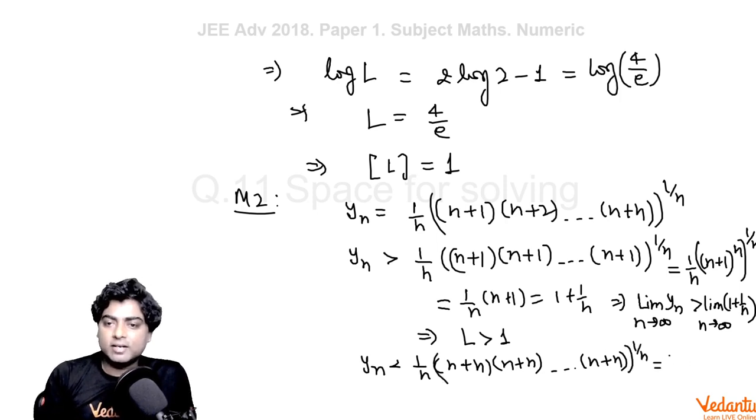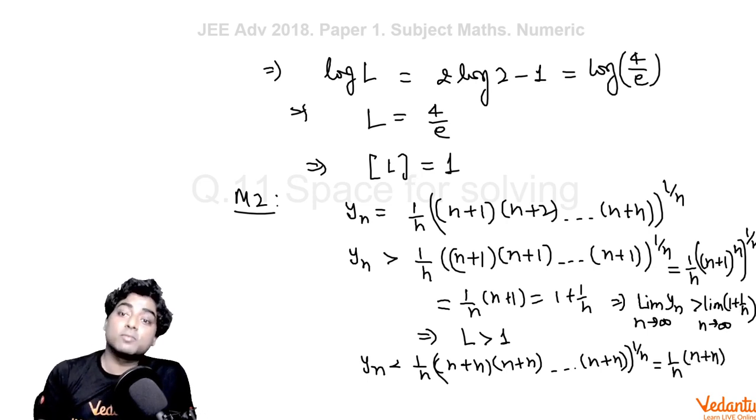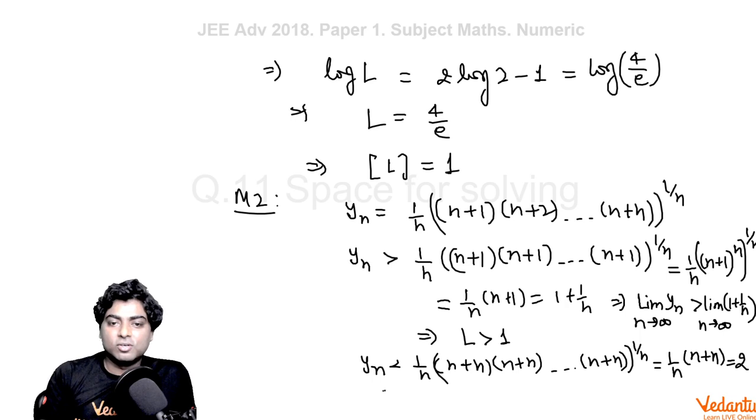So here you will get 1 by n and n plus n, that is, 2n whole raised to the power n, whole raised to the power 1 by n, which finally is n plus n. So 2n by n is 2. So yn is less than 2 clearly. So the limit of yn as n tends to infinity, L, would be less than 2. So finally we are getting L between 1 and 2. So we can say that the greatest integer of L would be just 1.